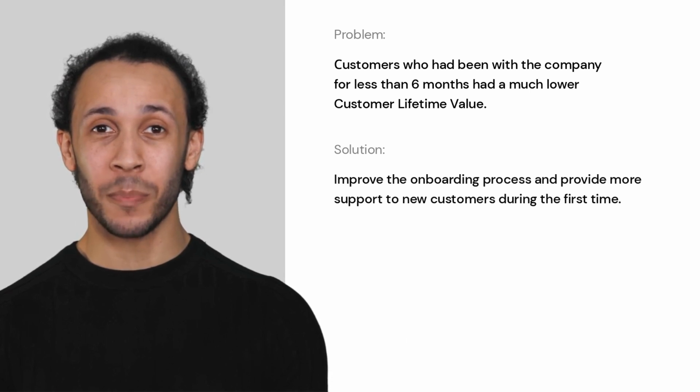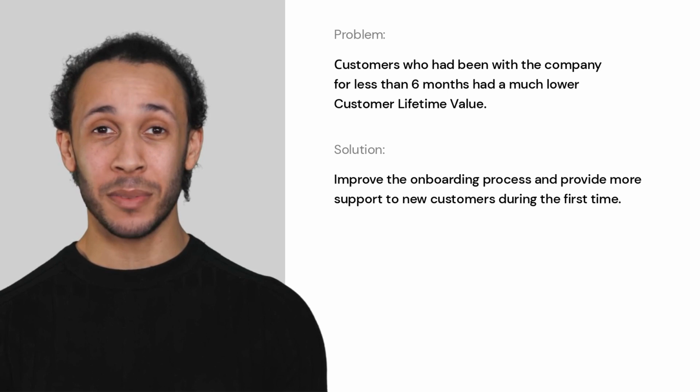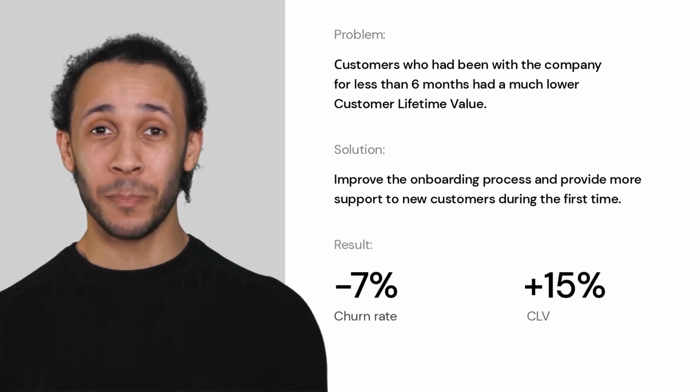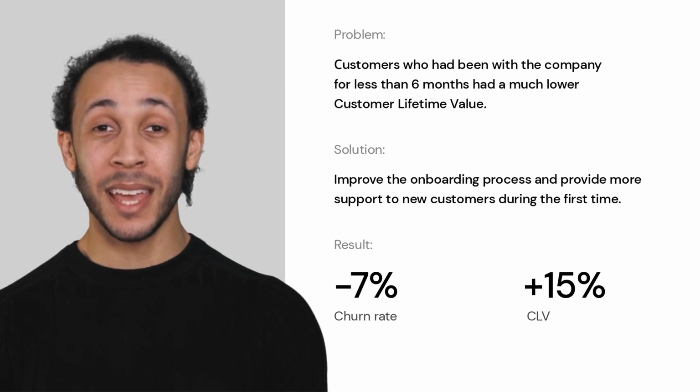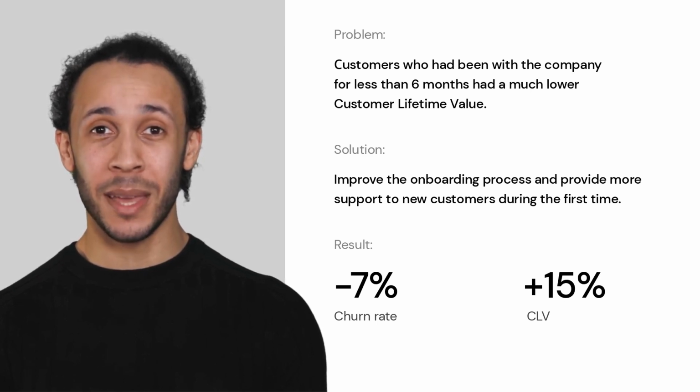By improving the onboarding process and providing more support to new customers during the first 6 months, we were able to reduce the churn rate by 7% and increase the CLV by 15%. This example shows how by using financial data and understanding the underlying trends, we were able to make a data-driven decision that positively impacted the company's revenue.